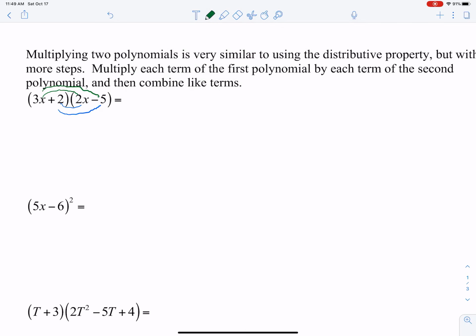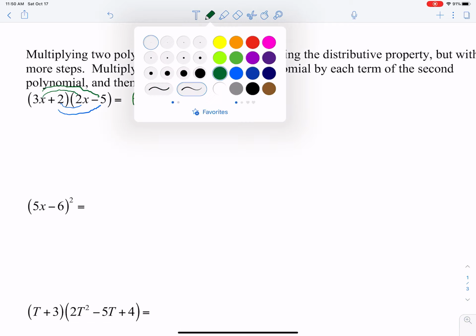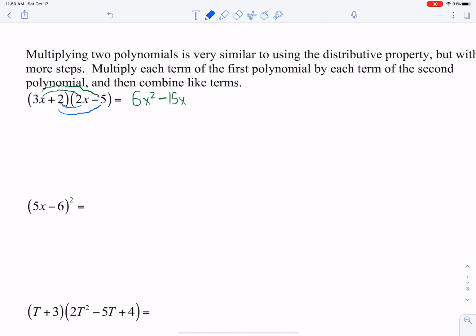So working with the 3x times 2x, 3 times 2 is 6, x times x is x squared. Then 3x times minus 5, 3 times minus 5 is minus 15, and the x stays just the way it is. Next, the 2 times 2x would just be 4x, and then 2 times negative 5 would be minus 10.